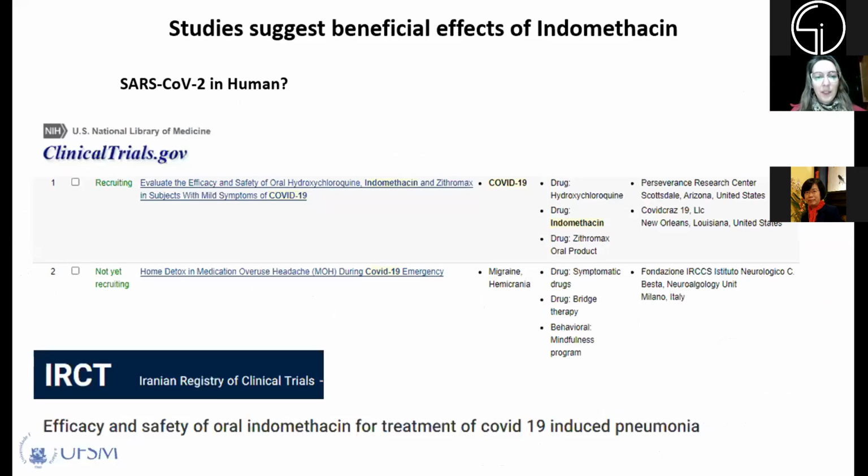And about SARS-CoV-2 in humans, 3 controlled trials of oral indomethacin for COVID-19 are now recruiting in the USA, Italy and Iran.